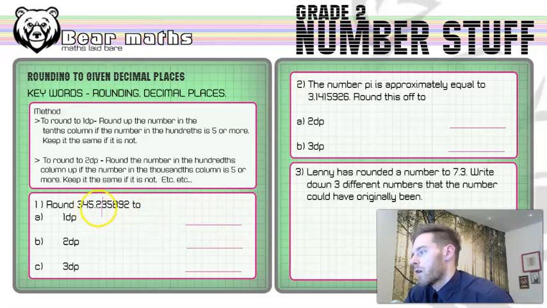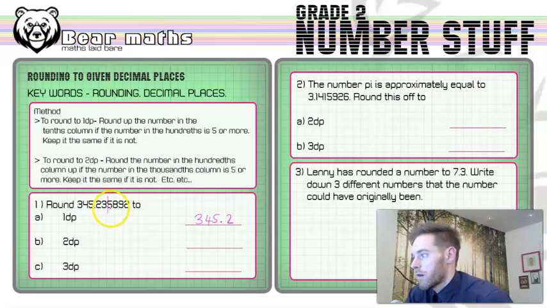So 345 point, and it's going to be either 2 or 3, and that 3 in the hundredths column is not 5 or more, so it doesn't do anything to that 2, and it's going to keep it 345.2. There's our answer to that question, to one decimal place. Okay, now I'm going to get rid of that line that I drew, and draw another line on there because we're rounding to a different degree of accuracy in the second bit. 2dp, that means two numbers after the decimal place.